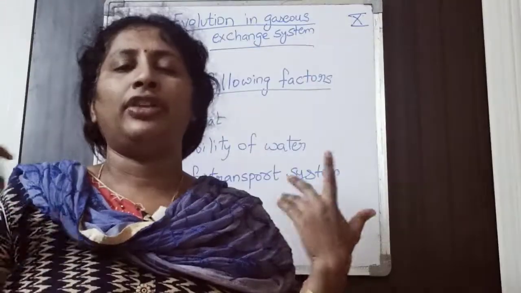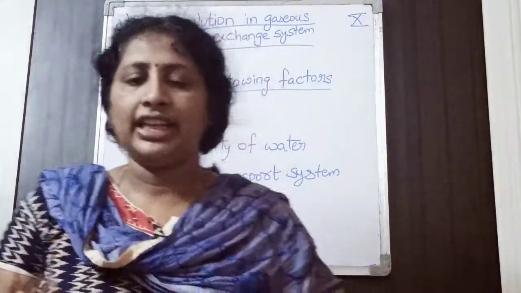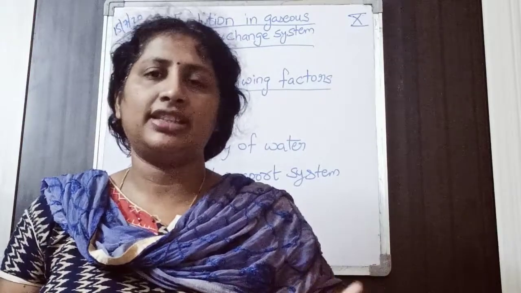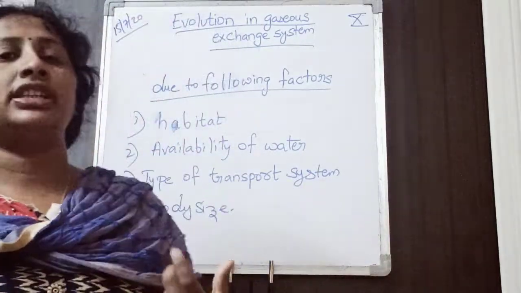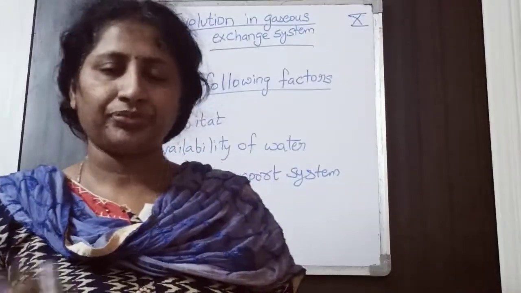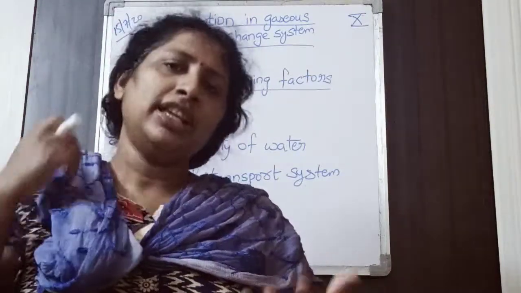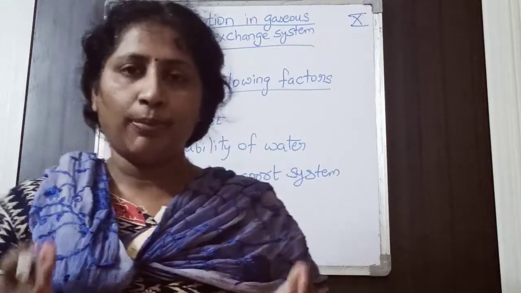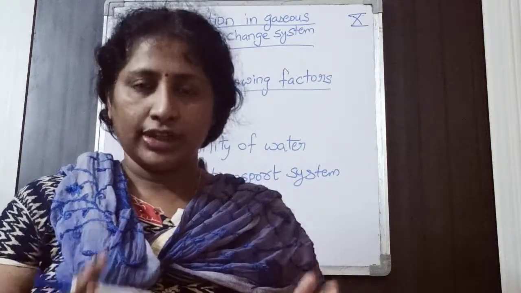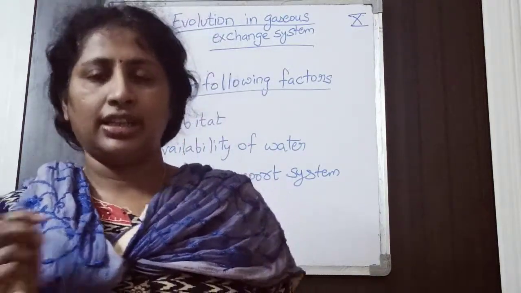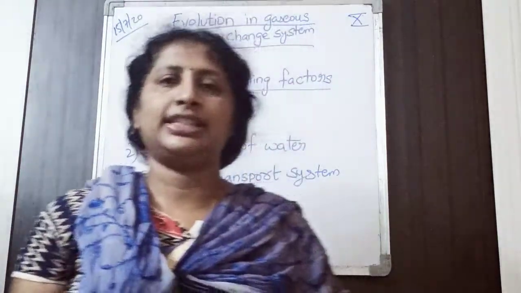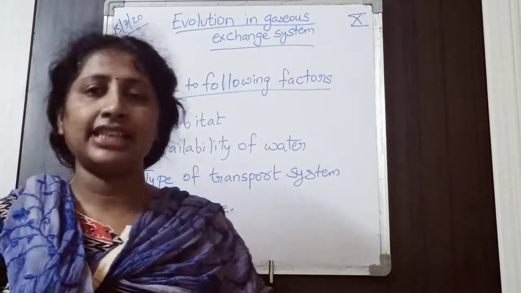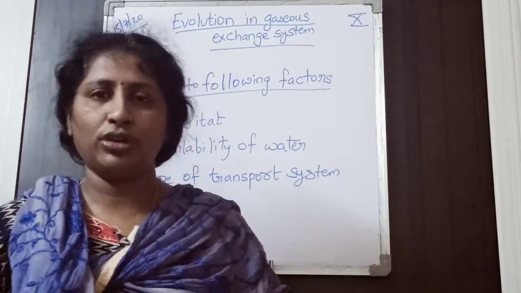Definitely unicellular organisms, they have small body size, simple organisms, so the respiratory organ need not be complicated. They should have simple system for exchange of gases. So depending on the body size of the organism, the respiratory system or the gases exchange system has changed, has evolved from organism to organism.